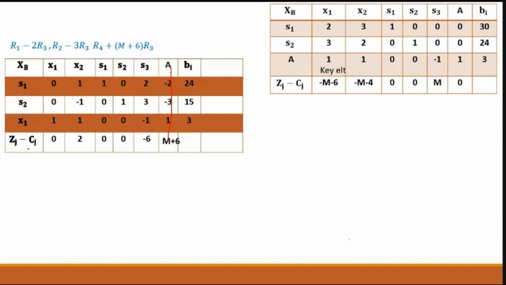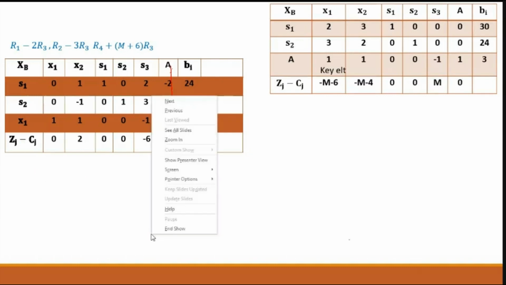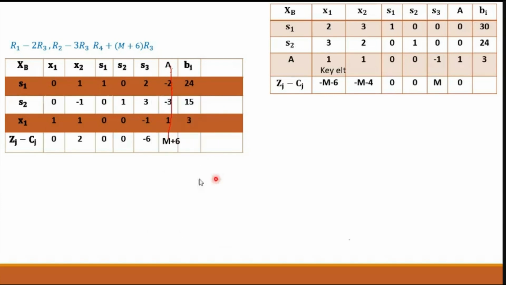So now what do we have to check? zj minus cj. Now in zj minus cj, if there are any negative numbers, you have to choose the most negative number. So there is only one negative number, which is minus 6. So this S3 column will become the key column. Till you get all zj minus cj's positive, we have to continue the process. But here still one zj minus cj is negative. So this column will become the key column.